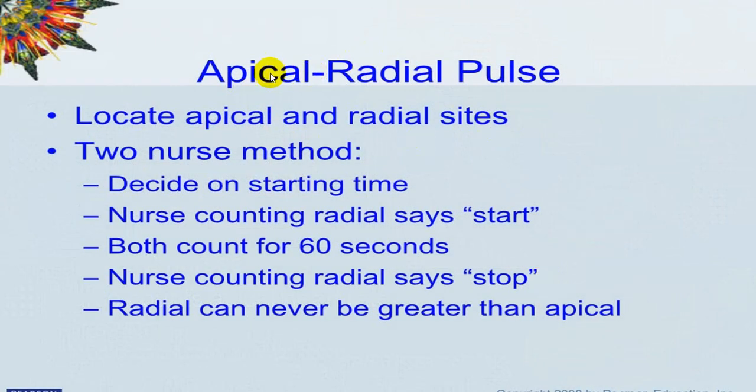So apical and radial, this is a two nurse technique. Best is single person. Counting can make a difference, because one person will count for a little more time, you will have a different calculation, and one person counts for 30 seconds and then multiplies by 2. So always it is better to calculate the number of missed beats. That is the best technique.